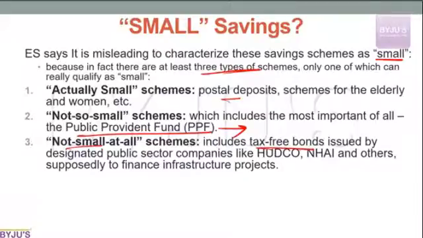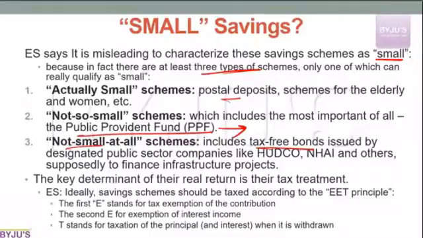Now, why would people funnel money into these bonds? Because you get tax saving there. So people put money into tax-free infrastructure bonds of these companies, but these are not small at all schemes, is what the Economic Survey says. Now, why do people put money into these schemes? Is it because of a higher interest rate or some other reason? Primarily, it's because of the tax treatment.